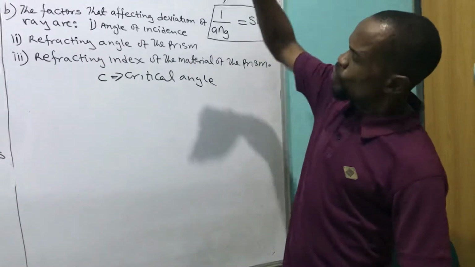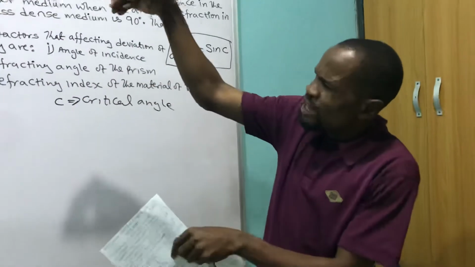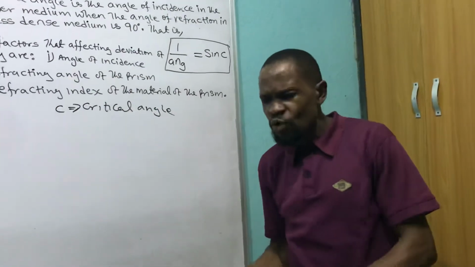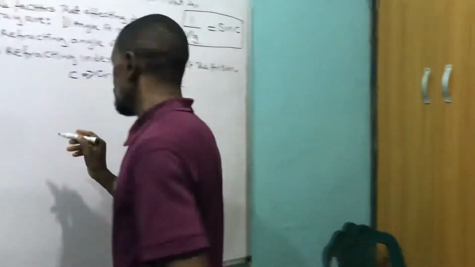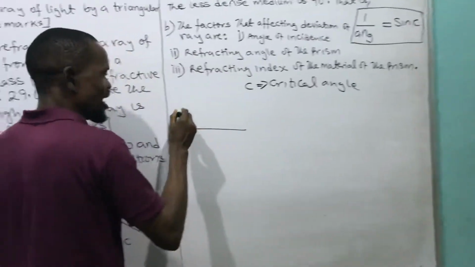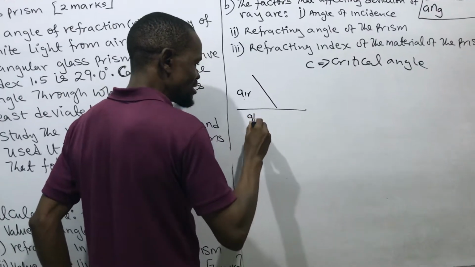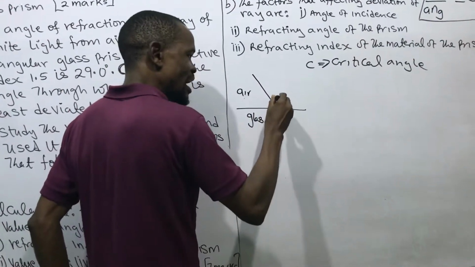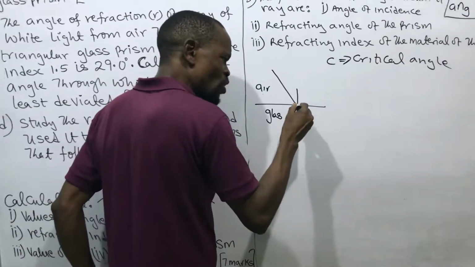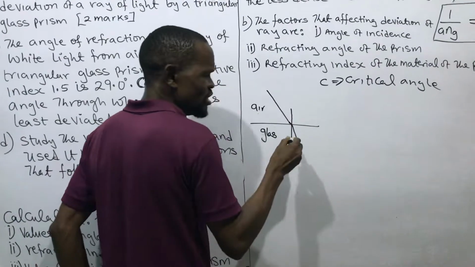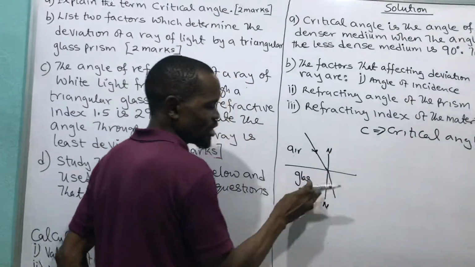But if I'm going from air to denser medium, that means I'm coming from less dense medium going into denser medium, what will happen? The ray will go close to the normal. Watch what we are talking about. Look at air here, and I'm moving from air, entering this glass. I have a normal like this. As I enter this, I have entered denser medium. The ray will come closer to the normal. Look at my normal.